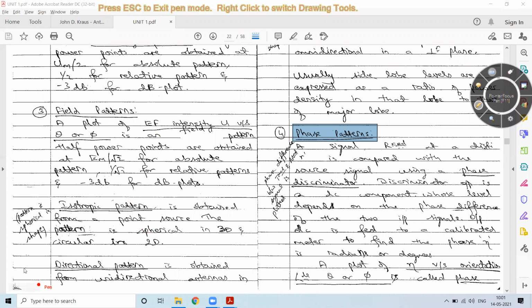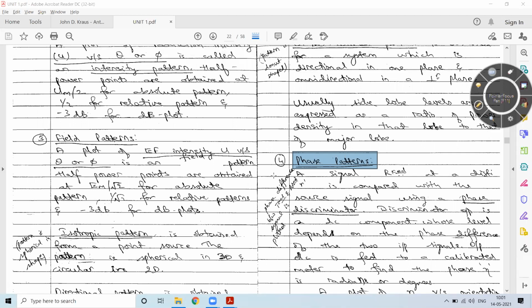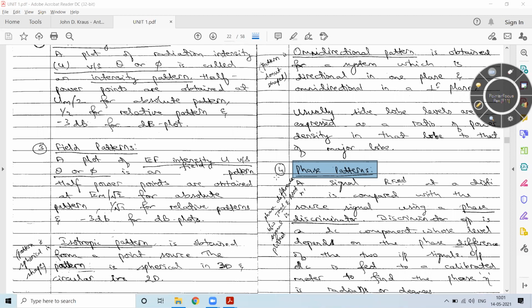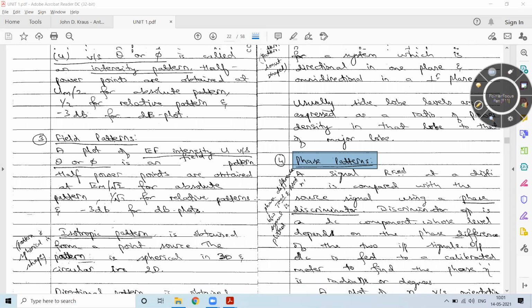Now, what is the directional pattern? This refers to unidirectional antennas, that is, antennas which are radiating in one particular direction. In the other direction, they are not radiating. Such antennas we classify as unidirectional antennas, and the patterns for those are classified as directional patterns.